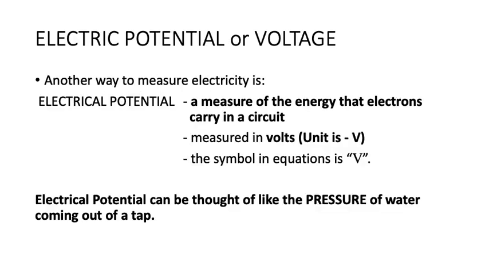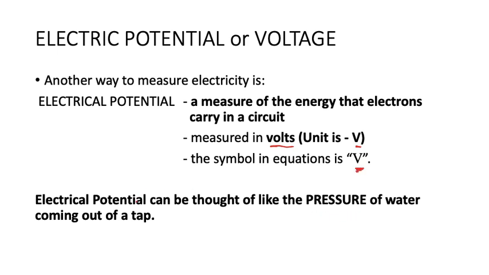Let's move on now and take a look at electric potential or voltage. So another way to measure electricity is what's called volts or electric potential. And it's a measure of the energy that electrons carry in the circuit. So it's how many joules or how much energy electrons are carrying. And it's measured in volts, and the unit is V, and the symbol in equations is also V.